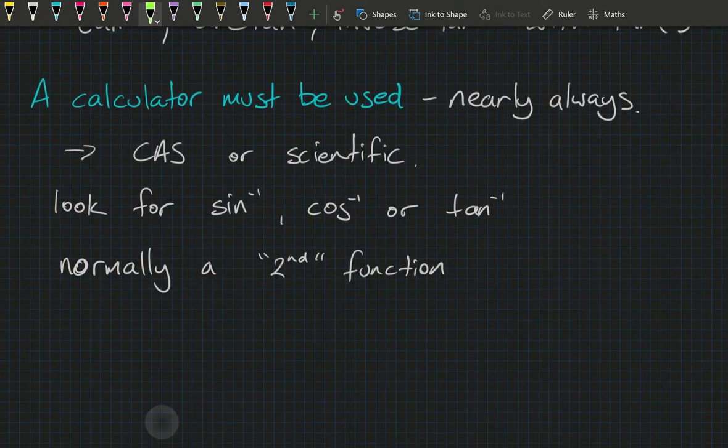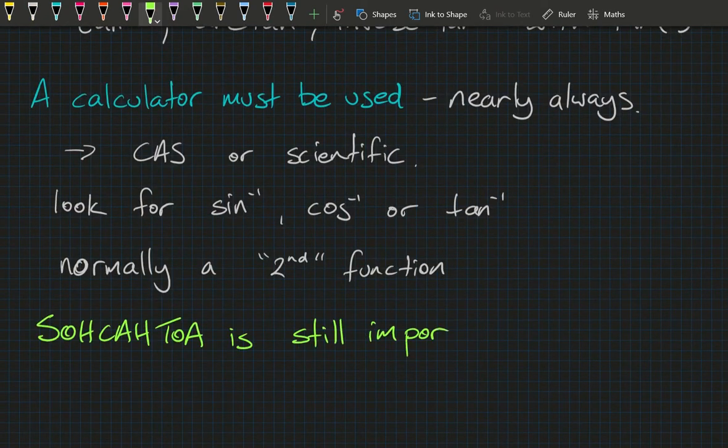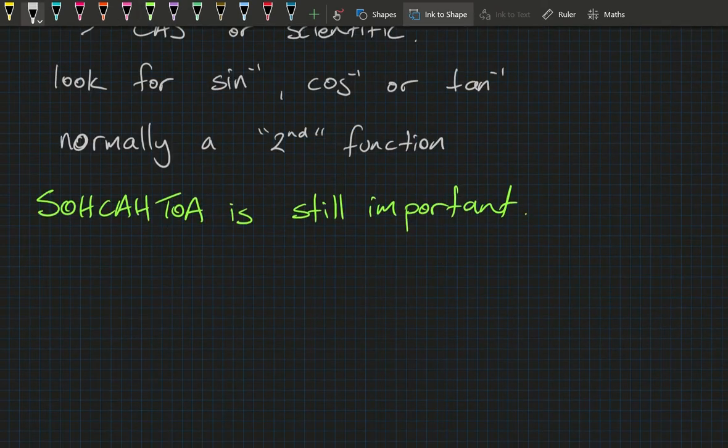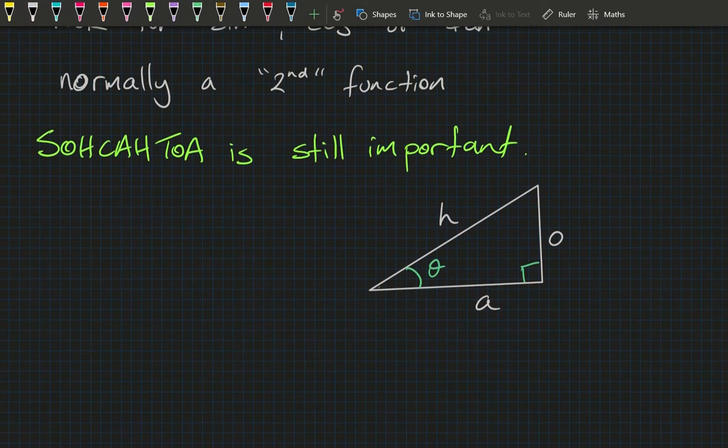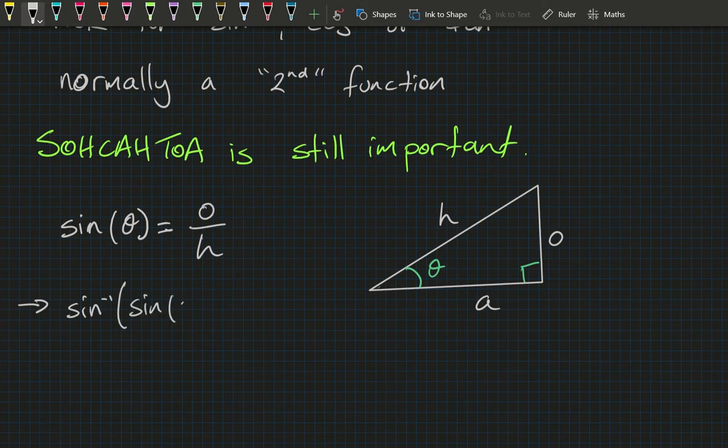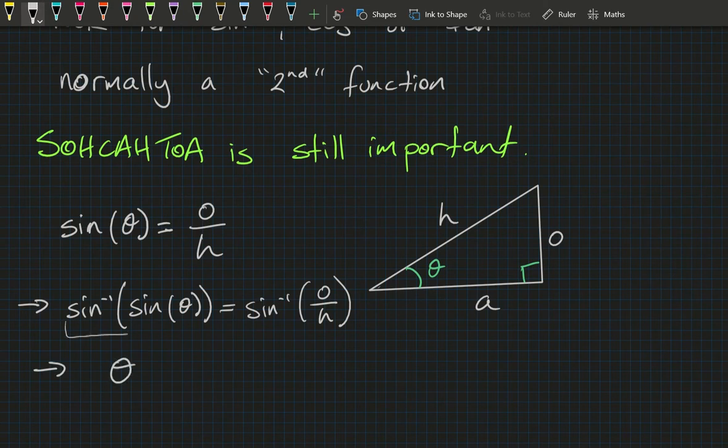Now when we're using these inverse functions, SOHCAHTOA is still really important. For example, if we take this right angled triangle with the angle theta, an adjacent side, an opposite side, and a hypotenuse, then sine of theta equals opposite over hypotenuse. If I apply the inverse function to both sides of this equation, then by definition the left-hand side becomes theta. We're still left with sine to the minus 1 of opposite over hypotenuse on the other side. This means I can use this sine to the minus 1 function to find the angle if I know what the opposite and hypotenuse are.